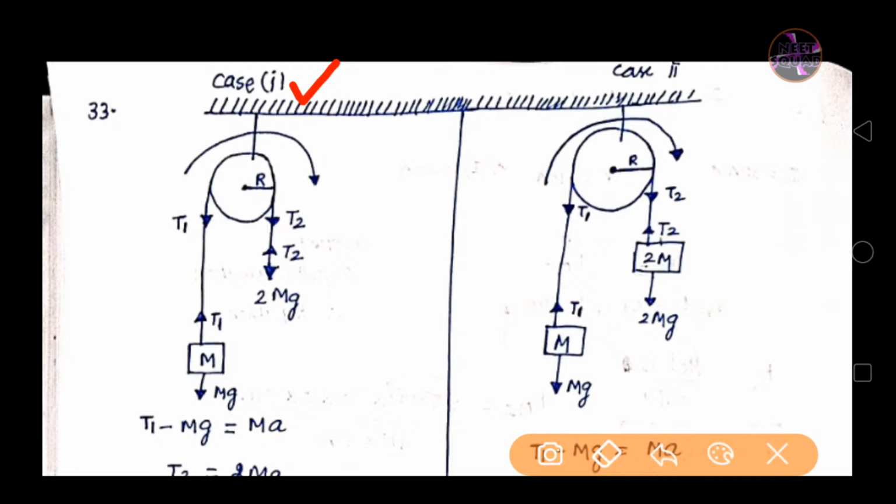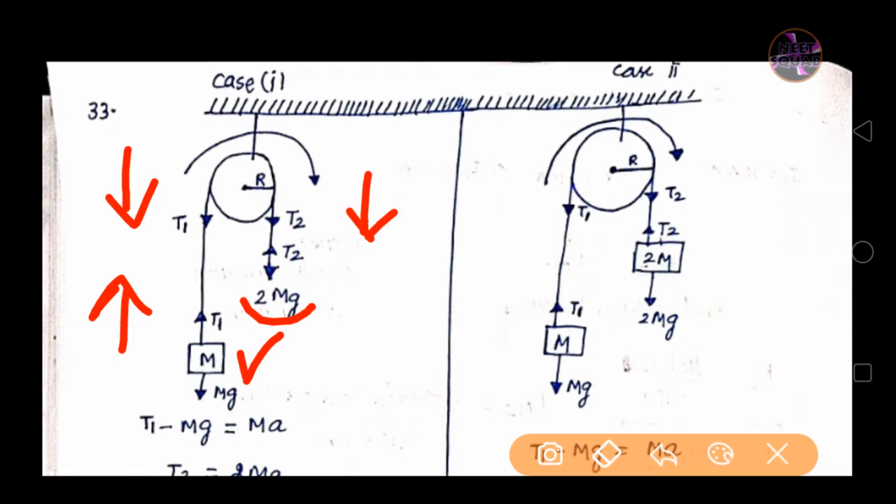This is a pulley having mass m and radius r. It's a kind of disc. It is a tension force. Tension is always away from the object. For this mass, tension is upwards, away from the object. For the pulley, tension is away from the pulley, like this. Similarly, for the pulley, T2 is away from the pulley.